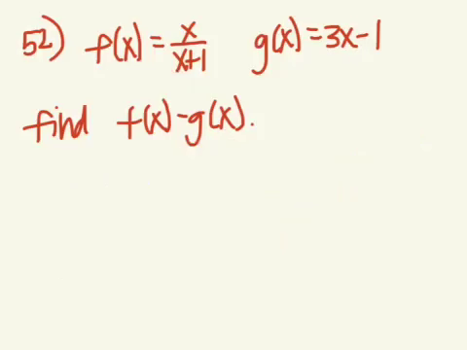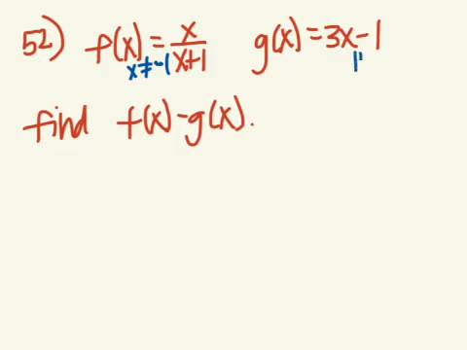So for 52, we're going to take two functions and subtract them from one another. So when you add, subtract, multiply, or divide, you need to check the domain of both of your original functions and see if there are any exclusions. So if you look at f of x, from this function we're going to get that x can't be negative 1.